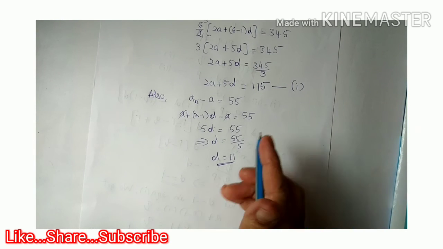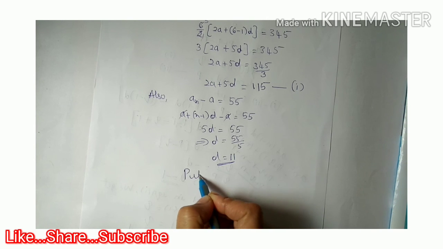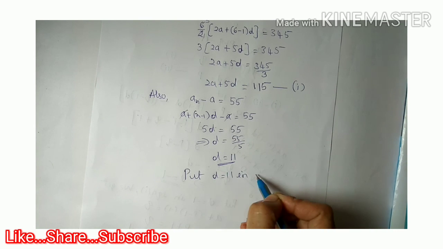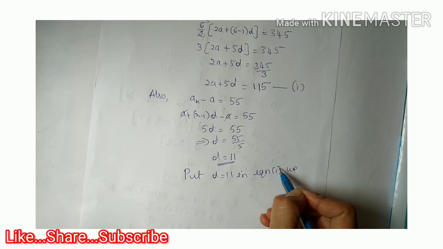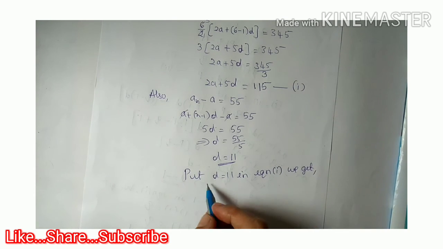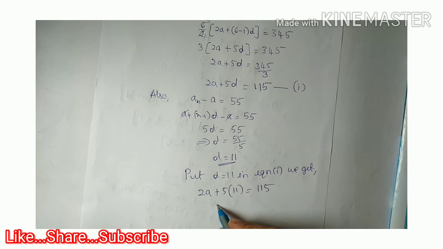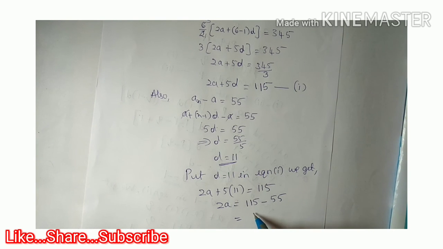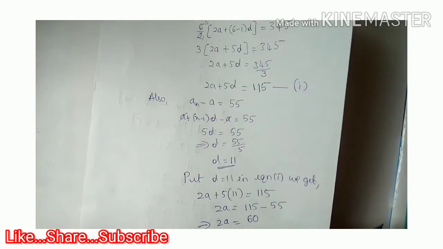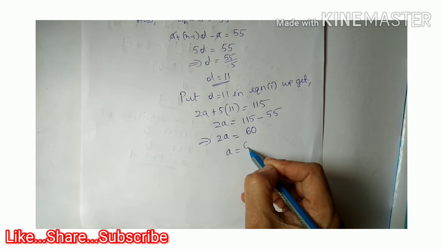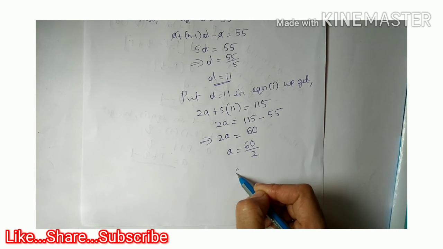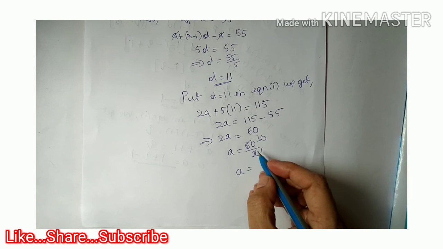Put d is equal to 11 in equation 1. We get 2a plus 55 is equal to 115. 2a is equal to 115 minus 55. 115 minus 55 is 60. 2a is equal to 60. That is, a is equal to 60 by 2. a is equal to 30.